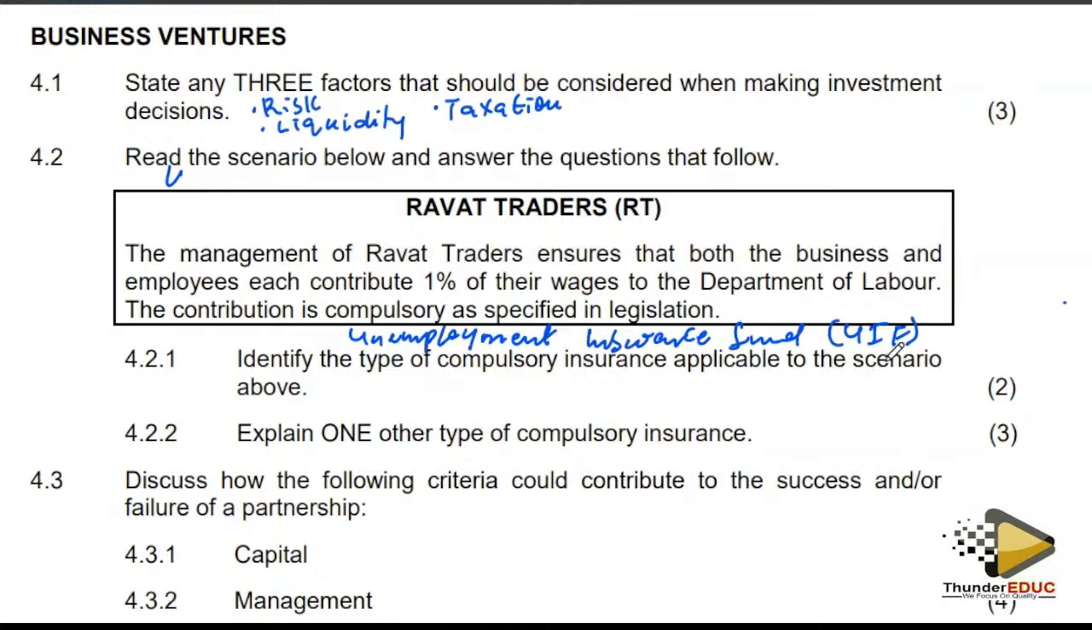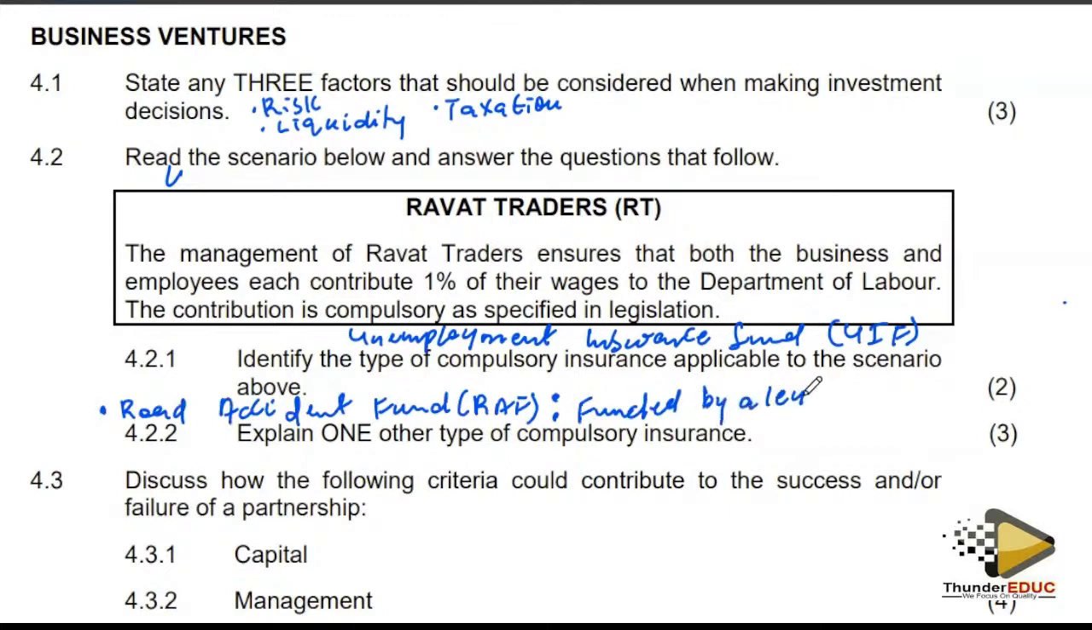Explain one type of compulsory insurance. So now the compulsory insurance is the Road Accident Fund that I wanted to explain. This is the Road Accident Fund. So now we have to give the explanation. It is funded by the sale of fuel.